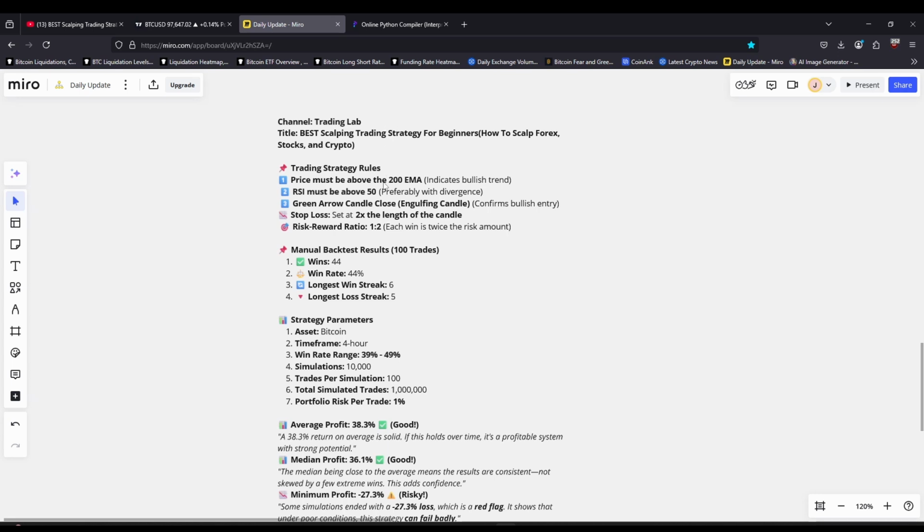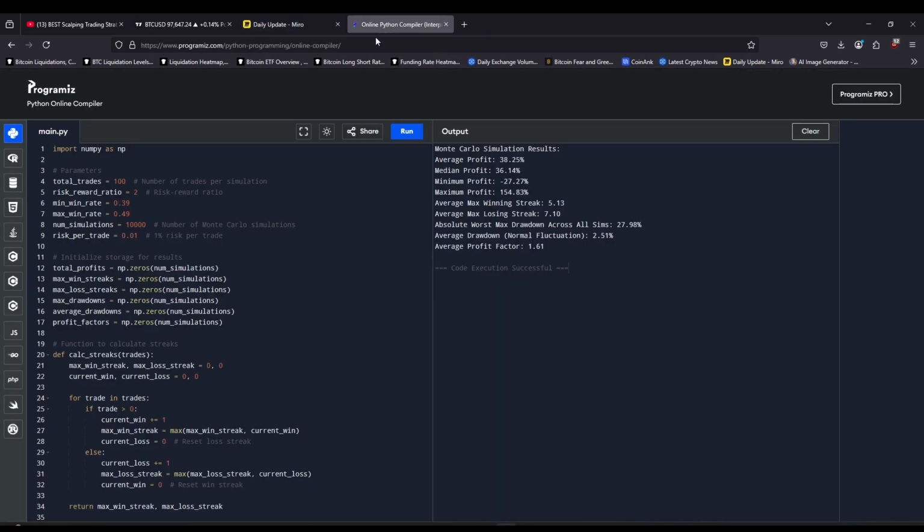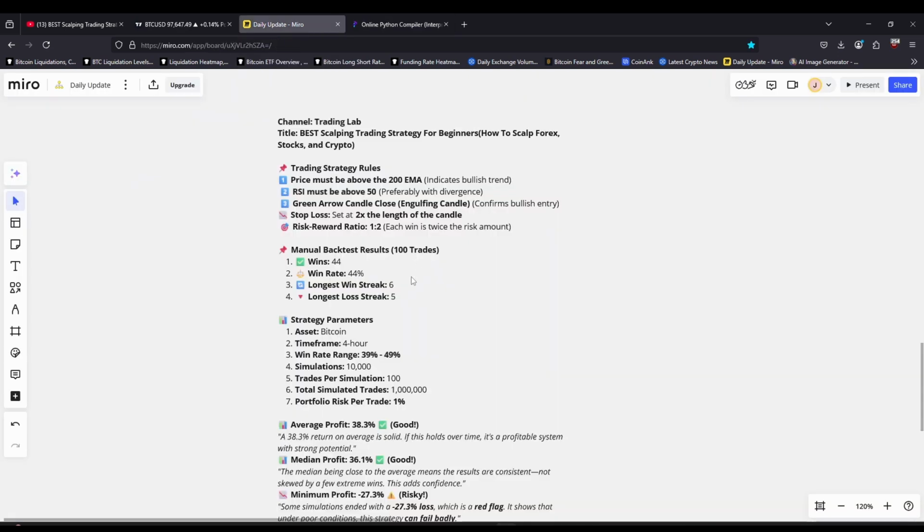So the way I do this is we've got 100 trades here and we've got some rough information. So what I like to do is we're going to put it into Python, and we've got some code here that we've made, which is just going to run through all this information and spin it up for us. So we've got the Bitcoin in the 4-hour, and then the win rate range. We've said it's 44% over 100 trades, so I've just taken 5% minus, 5% over, 39 to 49%. That's the win rate range we're going to do. And we're going to simulate this 10,000 times.